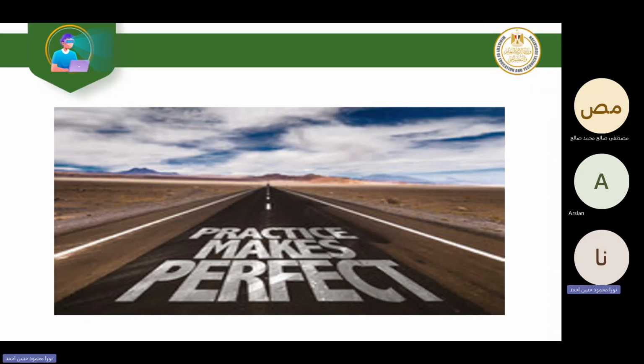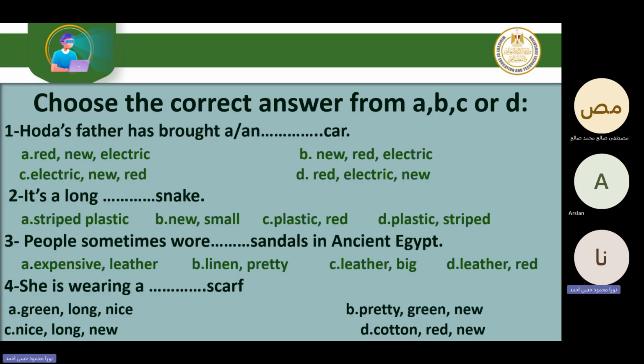Okay, so practice makes perfect, right? Let's do more exercises. Choose the correct answer from A, B, C, or D. Number one, Hoda's father has bought a or an car. Let's look at the choices from A to D. Look how the adjectives are arranged. Which one do you think is the correct? Yeah, it's C. So we start with electric, which is a description, then new, the age, and then the color, red.